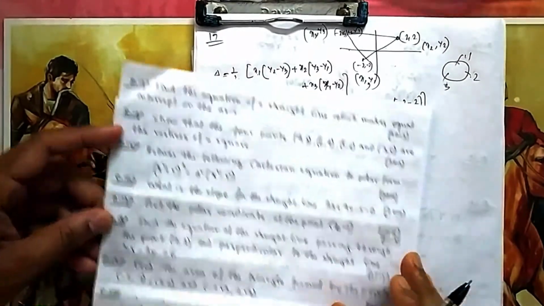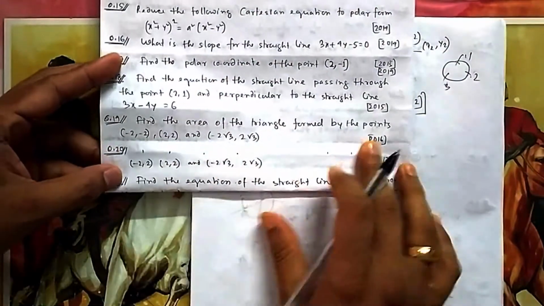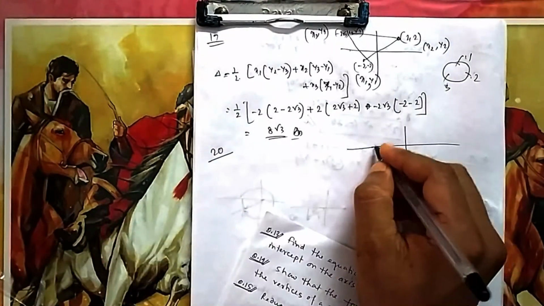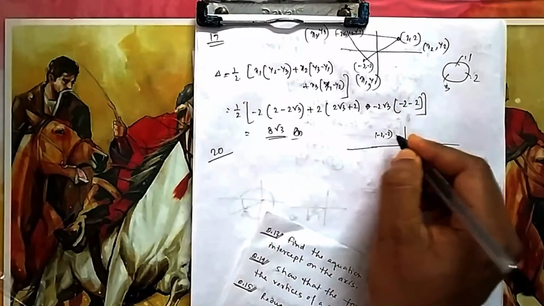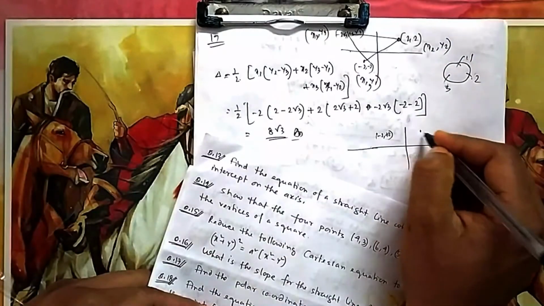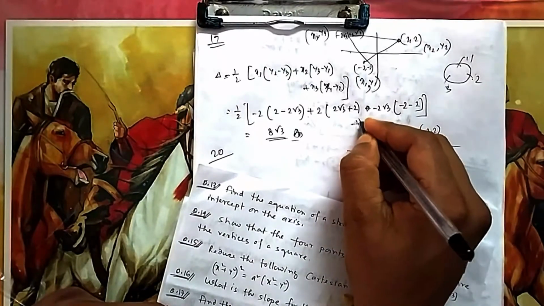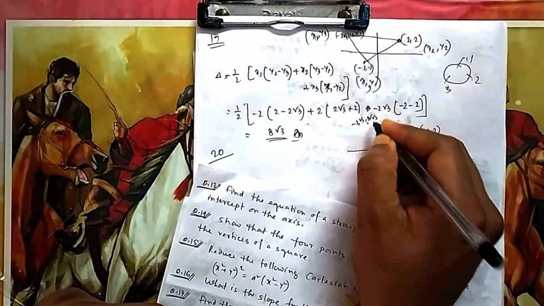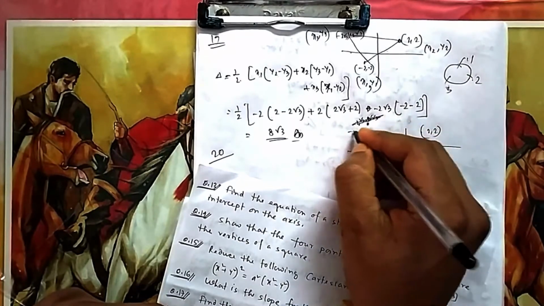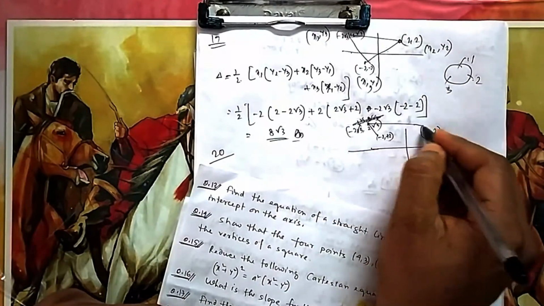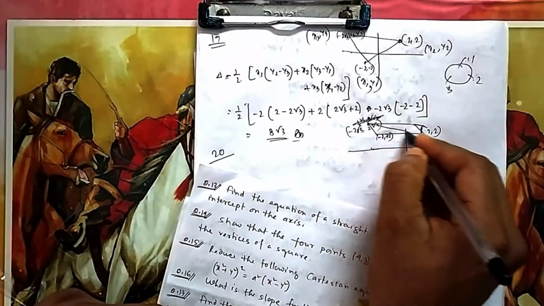Question 20 is the same question, find the area of the triangle, just this minus 2 is changed to plus 2, that's it. Again I am not doing it, I think you can do it. It is minus 2, plus 2, so it will be somewhere here, and then 2, 2. Then minus 2 root 3, plus 2 root 3, it will be somewhere here, a little more than this one. So this is the triangle now.